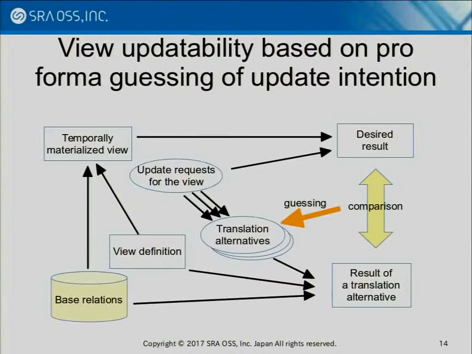This figure shows an overview of the algorithm. This algorithm is called view updatability based on pro forma guessing of update intention. We create a temporary materialized view from the base relations and the view definition. Using this information, we can temporarily materialize the view.